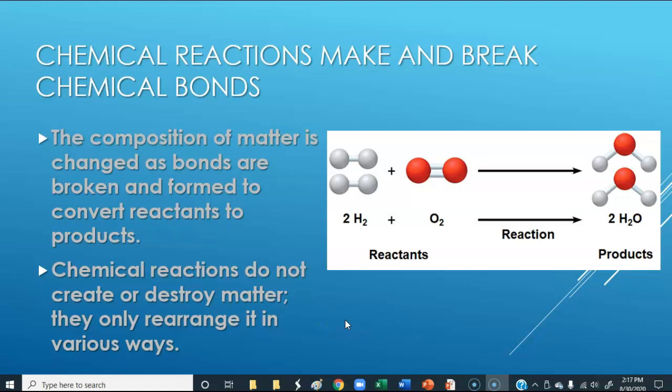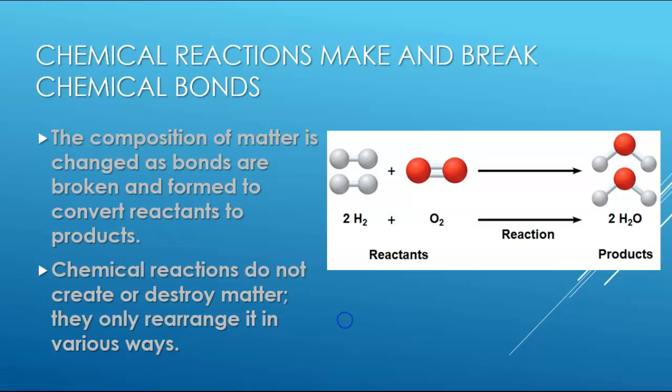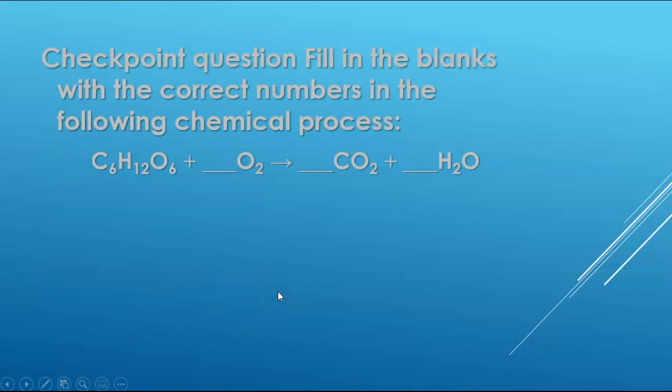One more question before we end this video. We're asking you to determine whether you can fill in the blank with how many molecules there are in this particular chemical process. The compounds here are glucose, which is C6H12O6, and oxygen, which is O2, and we're going to produce carbon dioxide, CO2, and water, H2O. How many molecules of each of those substances are going to be used and produced in this particular chemical process?